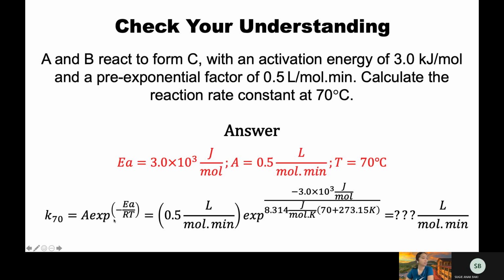Okay. So then next. Using the Arrhenius equation, K equals A exponential minus EA per RT. Okay. So A, you replace 0.5. EA you replace with 3000, but don't forget dia ada negative sign. So the negative has to be there. Okay, dalam Arrhenius equation tu ada negative. Negative divided by R 8.314 times temperature. So the temperature 70 plus 273.15.